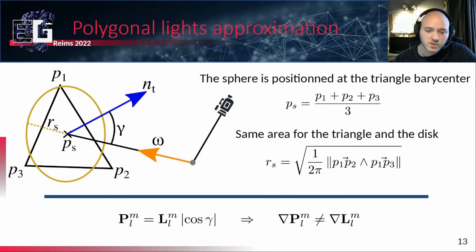We focus our approximation on triangular lights, as any polygon can be divided into triangles. We position the spherical light at the barycenter of the triangle, and the radius of the sphere is determined so that the triangle and the coplanar disk have the exact same area. The spherical harmonics coefficients are scaled by the term cos gamma to take into account the normal of the triangle and thus correct the energy due to the flatness of the triangle. This means that the gradient of the coefficient needs to be adapted, but this is straightforward and given in the paper.